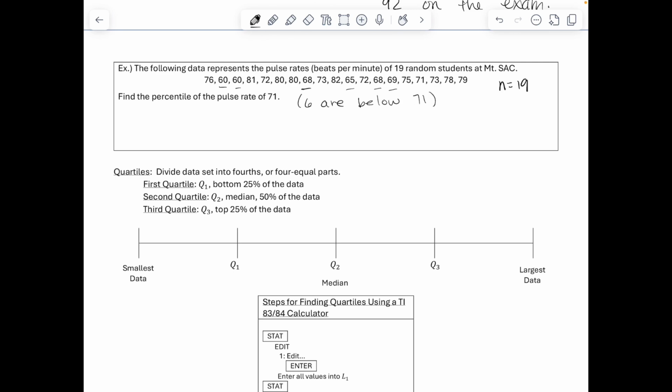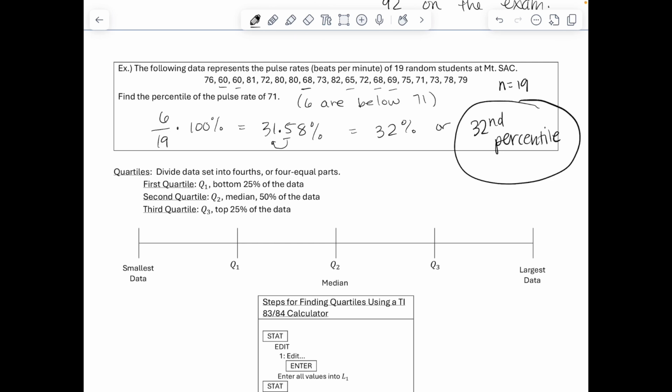And I underline those in the list. And so it's going to be 6 divided by 19 times that 100%. And from here we get 31.58 percent when you put this in on your calculator. But it does say to round to the whole percent. And so the 5 is going to make that 1 become a 2. So this becomes 32%, or the 32nd percentile. And again, this means that 32% of students have a pulse that is below 71.